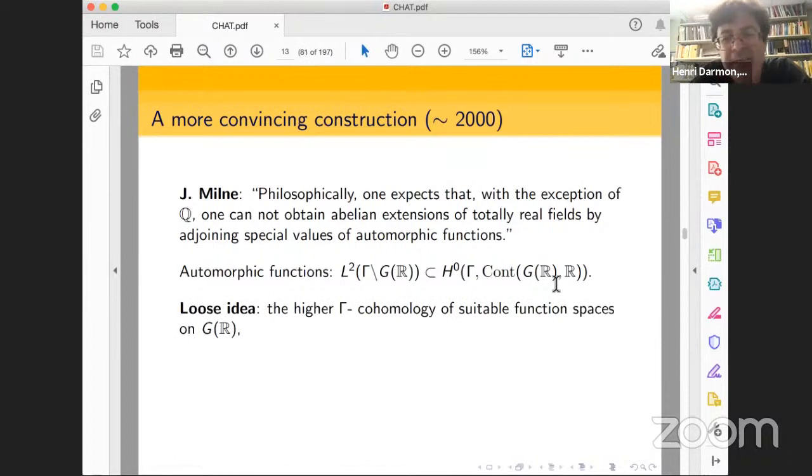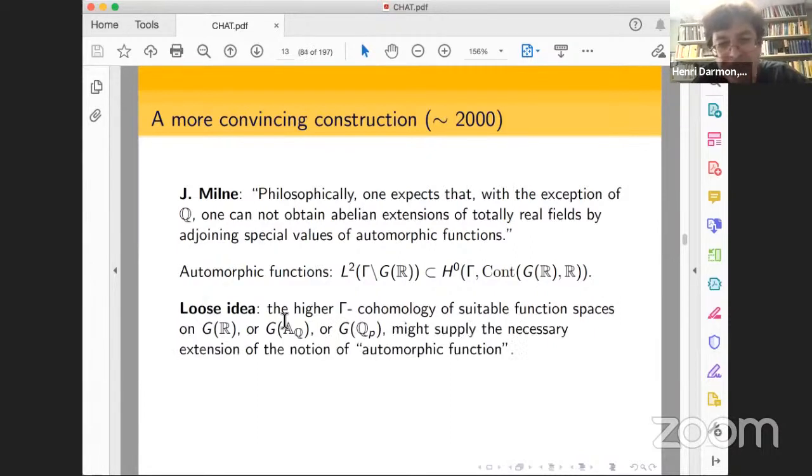So the loose idea is that perhaps in some cases, the higher cohomology of suitable function spaces on this symmetric space, G(R), or perhaps on the adelic symmetric space, G of the adeles, or maybe on a p-adic symmetric space, G(Q_p), might be able to supply the necessary extension of the notion of automorphic function. So that was the very vague idea.